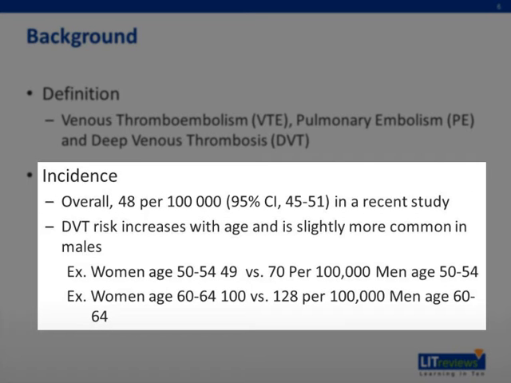Regarding the incidence of the condition, a recent review article found that deep venous thrombosis occurs in 48 people per 100,000. DVT occurs more often in the elderly and is slightly more common in men than women. For example, DVT occurs in 49 per 100,000 of women aged 50 to 54, as opposed to 70 per 100,000 of men of the same age. In women aged 60 to 64, it occurs in 100 people per 100,000 versus 128 per 100,000 for men of the same age. By comparing these four incidences, we can see that DVT occurs more commonly as we age, especially above the age of 60, and is slightly more common in men than women of the same age.